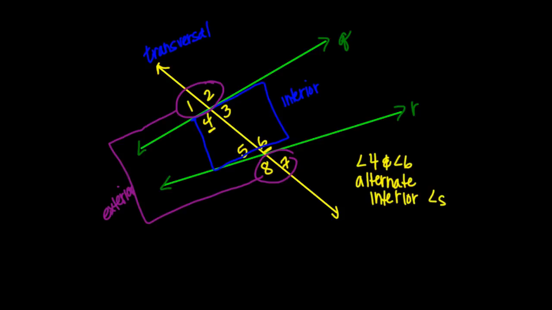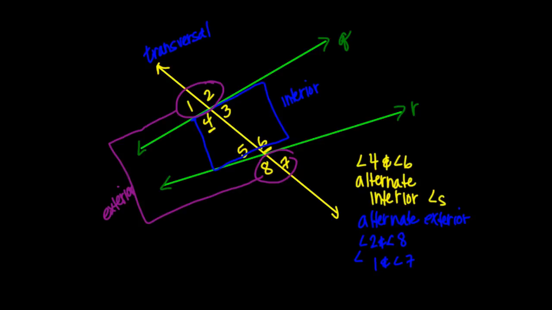All right, could you pick out another pair of alternate interior angles? Inside Q and R, and then jumping across the yellow line, the transversal. Exactly. Angle 5 and angle 3 are also alternate interior angles. Good job. So alternate interior angles are inside the lines, alternating the transversal. Can you pick out alternate exterior angles? I want to alternate the transversal, and I want to be outside Q and R. So that's exactly right. Angle 2 and angle 8, and then angle 1 and angle 7. Good job. Nice work.